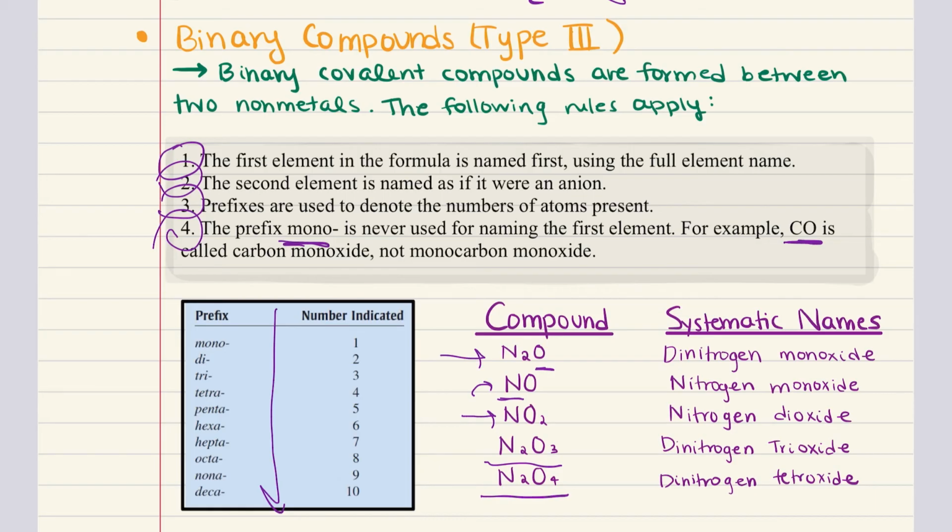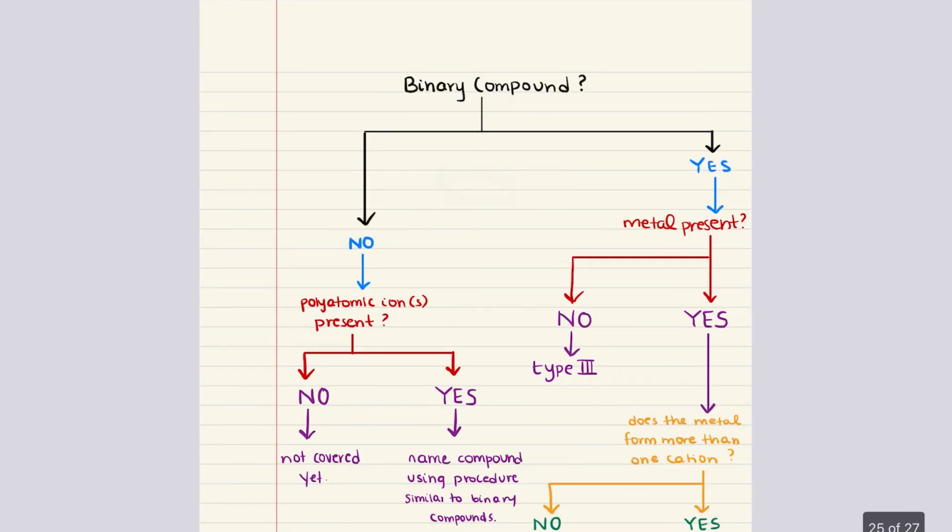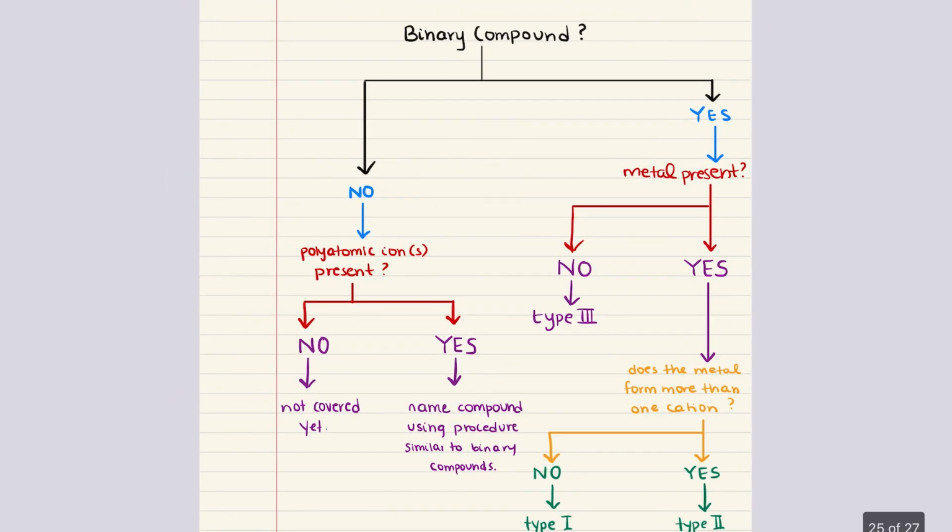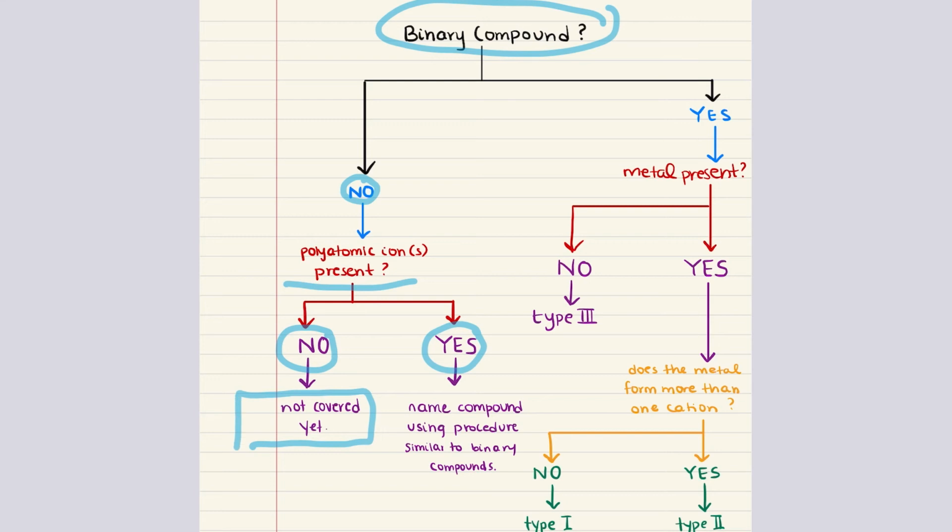Wonderful. Now, we covered a lot of rules here for naming, so let's put everything together. The first question you want to ask yourself when you're trying to work through what rules to use to name a compound is, is it a binary compound? If the answer is no, then the follow-up question is, are polyatomic ions present? If the answer is yes, then you want to name the compound using procedures similar to the binary compounds, referencing the polyatomic ions whose names you've memorized. If the answer is no, there are no polyatomic ions present, we haven't covered those rules just yet. We cover those in organic chemistry.